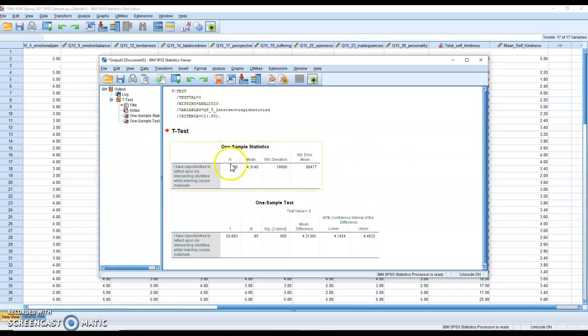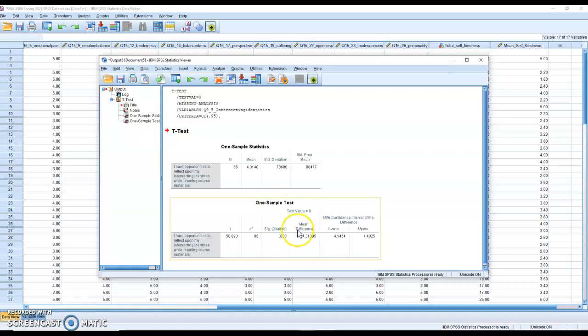And then we get an output. So this is familiar, right? We have our N. So there were 3 people who didn't answer this question, as we're used to having an N of 89. We have our mean, which is important, our standard deviation, and our error. Now here are the results from the actual one sample t-test. We can see that our t-score is 50.893. Our degrees of freedom are 85, and our significance is p less than or equal to 0.000.